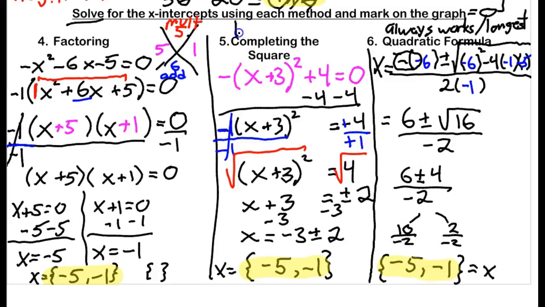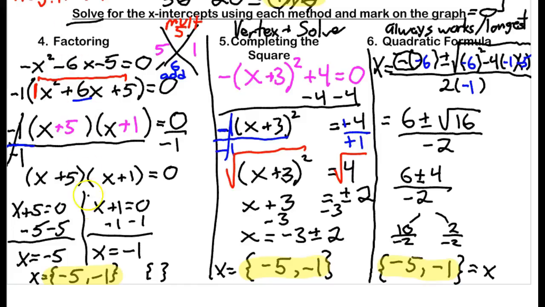Completing the square is nice because it gives you the vertex. So if you're asked to find the vertex and solve, you actually do both. Completing the square is the fastest and best way here because the quadratic formula does not give you the vertex, whereas this one tells you the vertex is at negative 3, 4, and I get the 2 solutions. There's a lot more information for graphing.